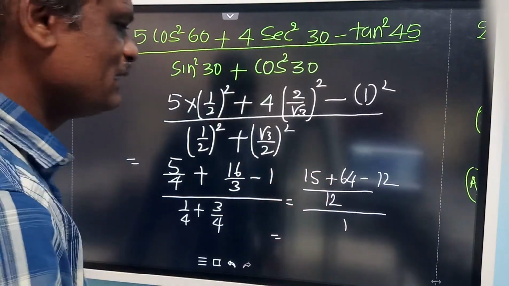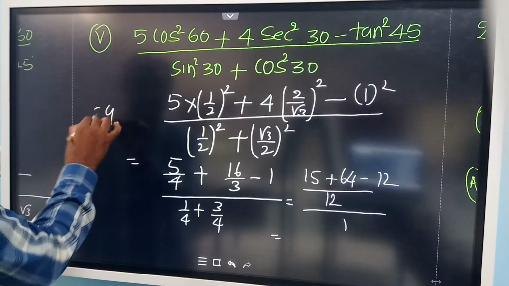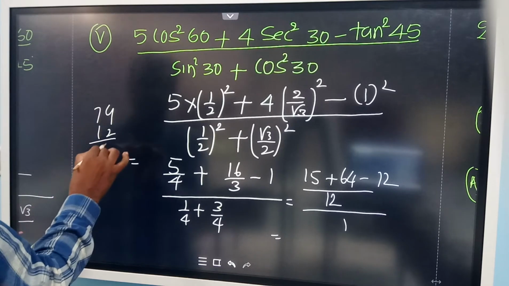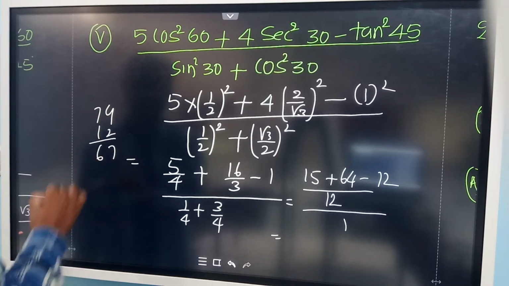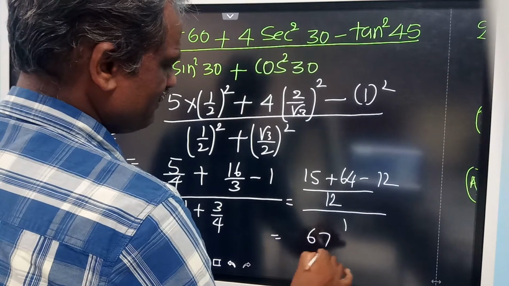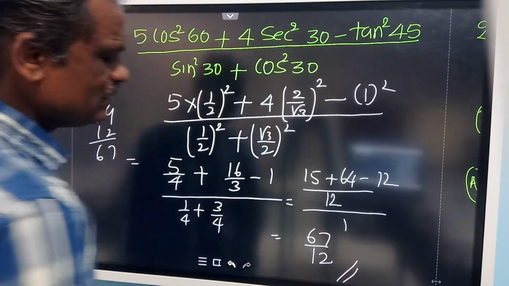So the sum of this, 79 minus 12. So it is 67. 67 by 12 is the solution.